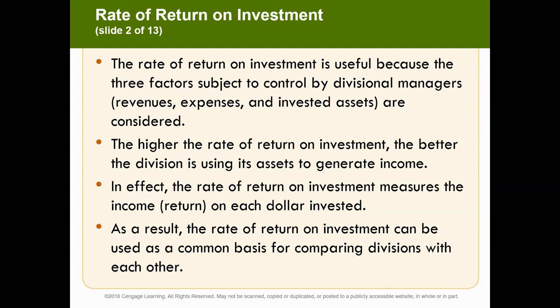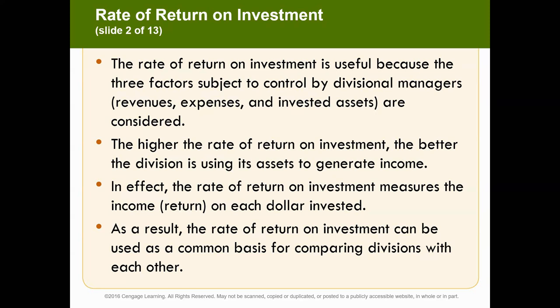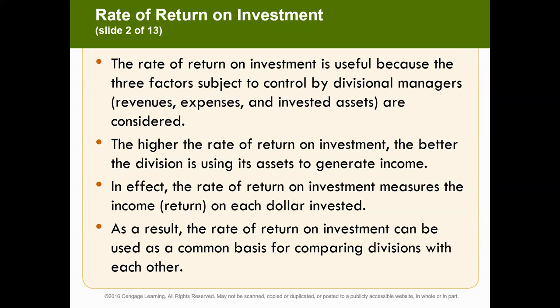The way we utilize assets to generate income from a retail perspective is how we are selling our inventory. From a manufacturing perspective, which is what we're looking at for the purposes of this course, it's how we are utilizing our machines and our materials: our raw materials, work in process, and our finished goods. Those are assets that the company utilizes to generate income. So in effect, the rate of return on investment measures the income or the return on each dollar invested.